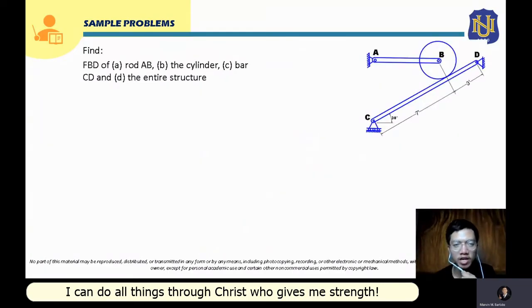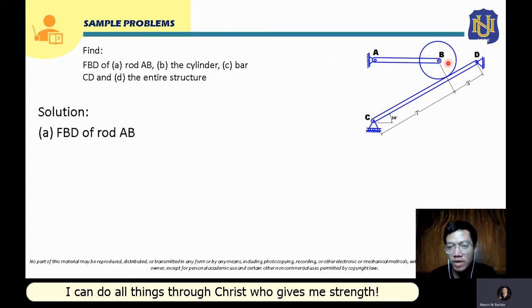Okay, so for this problem, we are asked to construct the free body diagram of letter A, rod AB; letter B, the FBD of the cylinder; letter C, the FBD of bar CD; and letter D, the FBD of the entire structure. So let us first construct the free body diagram of rod AB. Rod AB is here. We will follow our procedure in constructing the free body diagram.